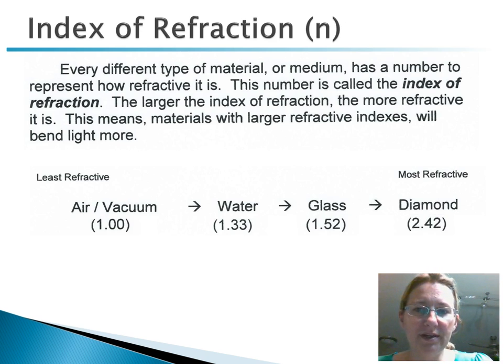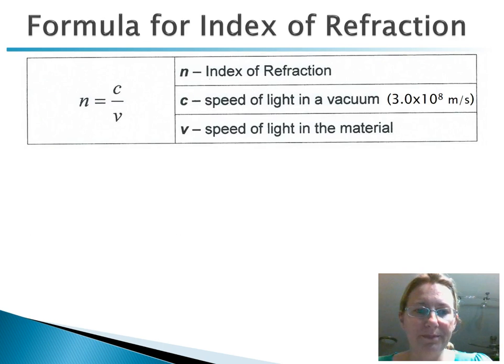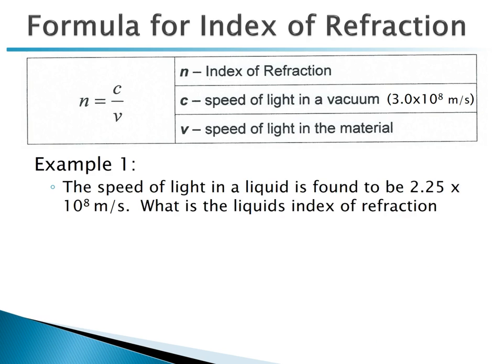Now, how do we calculate the index of refraction? Well, it's easy. The index of refraction is equal to the speed of light in a vacuum divided by the speed of light in a material. So let's do an example problem. So here's our first example. The speed of light in a liquid is found to be 2.25 times 10 to the 8 meters per second. What is the liquid's index of refraction?